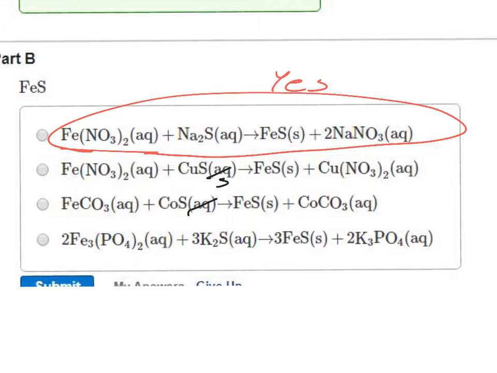Our next one actually really has two problems. Not only is that likely to be a solid, but most carbonates are also insoluble. So that right there is also going to be insoluble. So we know that that equation's not a viable option there at all.